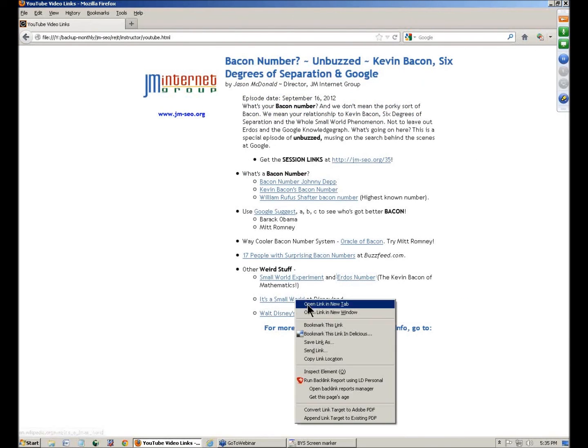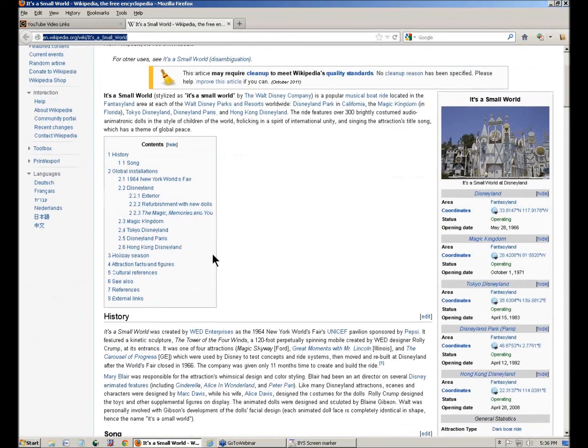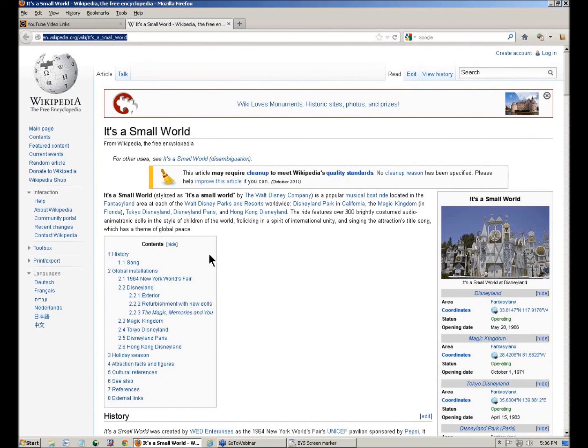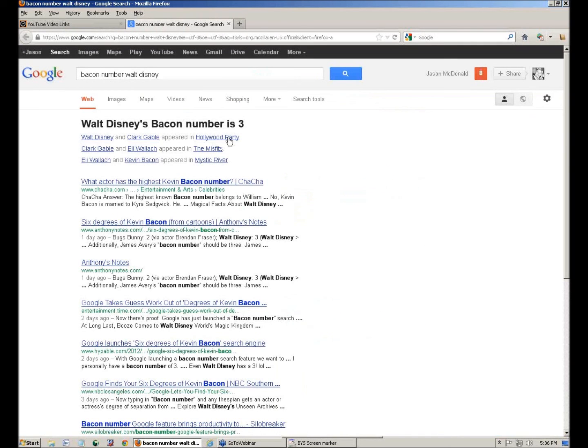And then it's all about It's a Small World, and that got me thinking, It's a Small World. They're in Disneyland, which has been replicated across the globe, and it has that incredibly annoying song. I'm going to sing that for you. It's a world of laughter, a world of tears, da da da da da da da. So now I've got that stuck in your head, so that's another benefit of the Kevin Bacon number. And then just to wrap it up here, Walt Disney's Bacon number is 3.